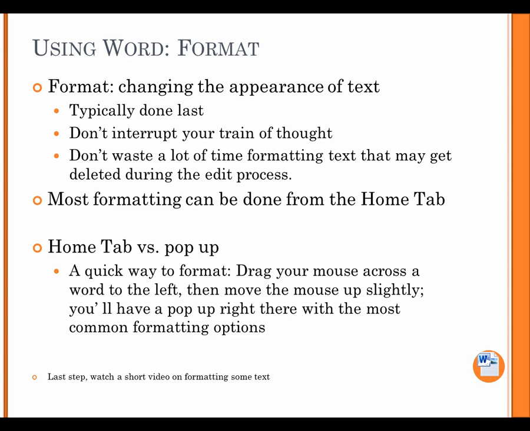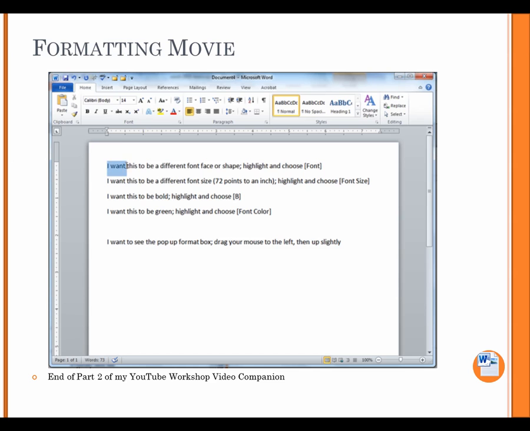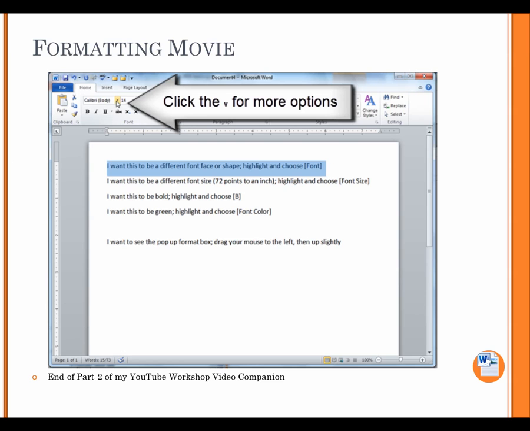A quick way to format. Drag your mouse across a word to the left, then move the mouse up slightly. You'll have a pop-up right there with the most common formatting options. Last step, watch a short video on formatting some text. I want this to be a different font face or shape. Highlight and choose Font.